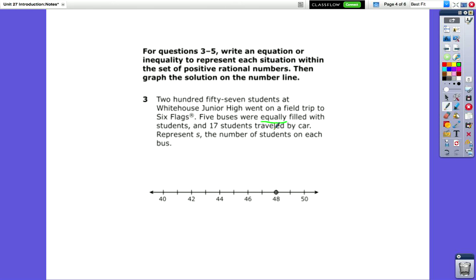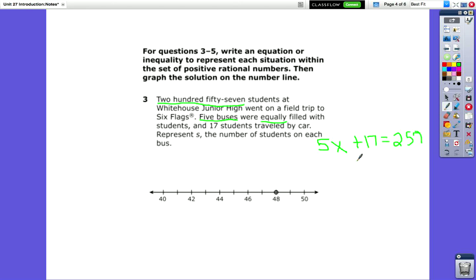So we need to first determine what our rate is. 257 students. That's going to be our total. Let's find our rate. 5 buses were equally filled. So 5 is going to be our rate. So we're going to have 5x plus our initial value of 17 equals our total number of students, which is 257.